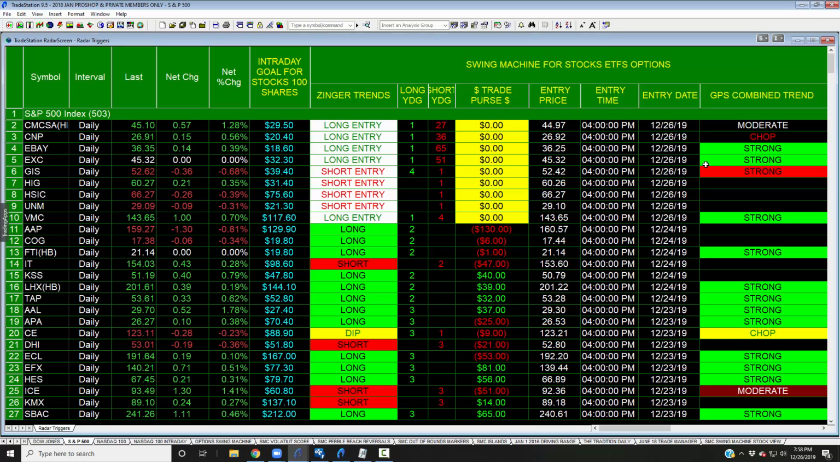Okay, 10 days. But let me show you, if you're seeing this for the first time, this is our product called Swing Machine for stocks, ETFs, and options. Every night Swing Machine will show us the long entries and the short entries. And if this pricing holds at the open tomorrow, they'll confirm. Then the previous call, which was a short signal here, for instance, on Comcast, had been short for 27 days.